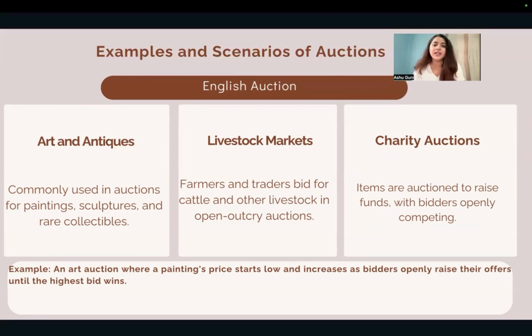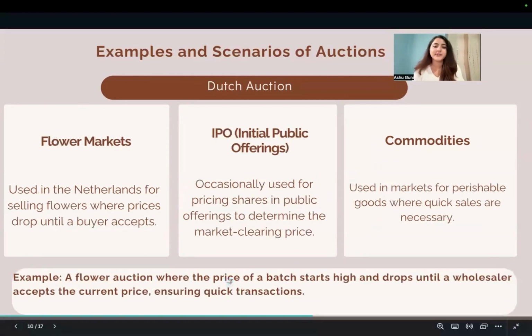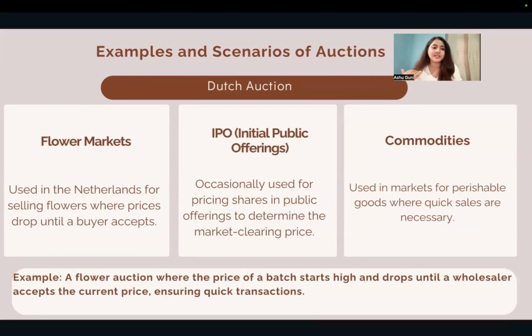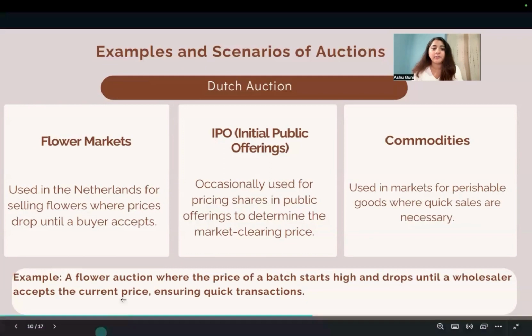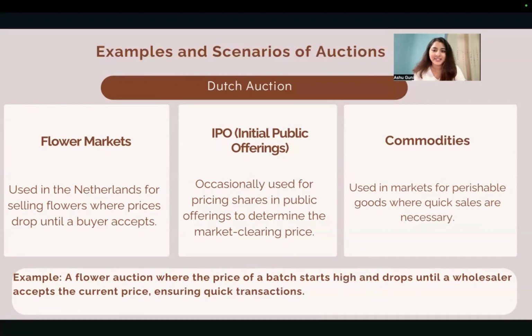highest bid wins. So in Dutch auction, we have flower markets. For example, it is used in the Netherlands for selling flowers, where prices drop until a buyer accepts. In IPOs, it is occasionally used for pricing shares in public offerings to determine the market clearing price. And in commodities, it is used in markets for perishable goods, where quick sales are necessary. For example, a flower auction where the price of a batch starts high and drops until a wholesaler accepts the current price and ensures quick transactions. So these are the examples and scenarios of auctions.